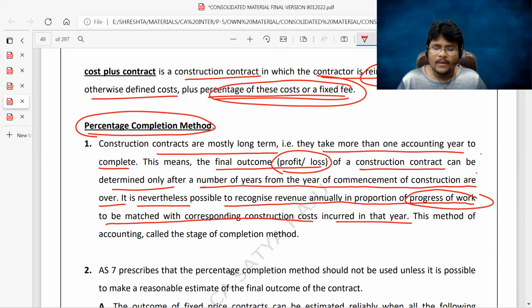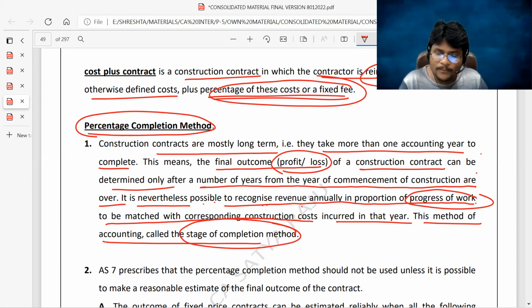It is nonetheless means even though the construction contract takes more than a year, or even though the construction contract is long term, it is possible to recognize revenue annually in proportion to the progress of work, to be matched with the corresponding construction cost. We can easily recognize the profit or loss related to a particular accounting period by matching the revenue and the contract cost related to a specific period. This method of accounting is called the stage of completion method. Sir, how much revenue you have to recognize in a particular accounting period depends upon the progress of work done.